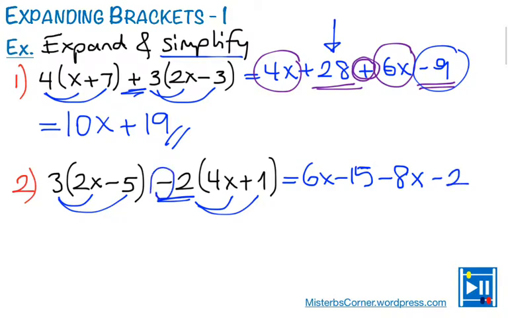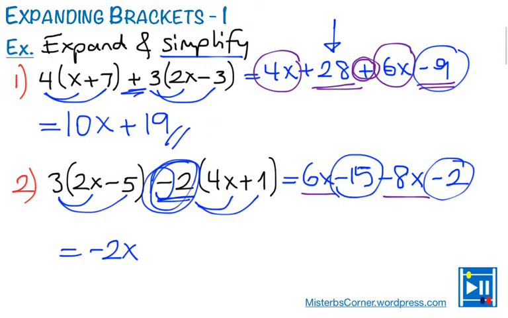So be very careful with the sign. You have to be multiplying with minus 2 here, right? And then you can see the like terms, 6x and minus 8x are like terms, so it's going to be 6x minus 8x, minus 2x, and minus 15 minus 2 are like terms, so it's going to be minus 17. This is the simplest form.